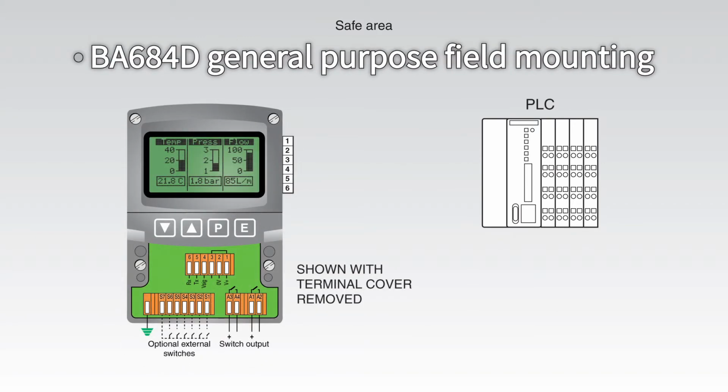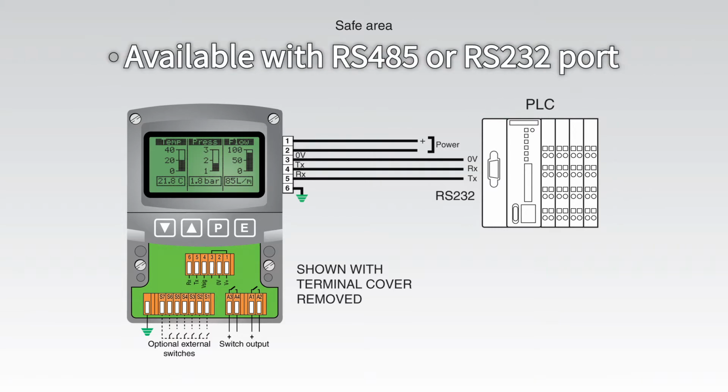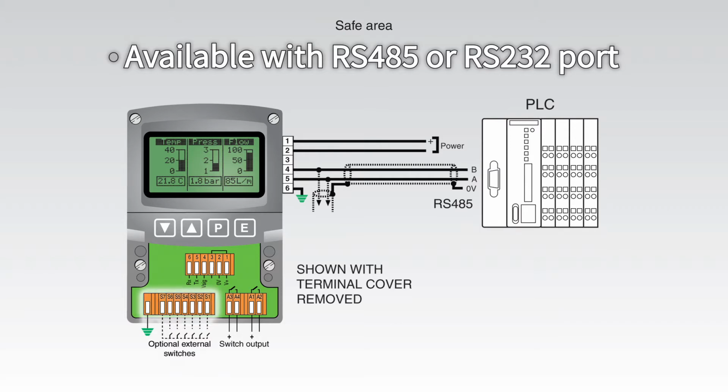Termination for the general purpose BA684D, once again, follows the same pattern as the panel unit, with subtle differences for RS232 and RS485. Again, installation does not require an isolator, so connections for power and data are direct to the BA684D. For both the BA688C panel mounted and the BA684 field mounted products, the external switch terminals can be used instead of the front push buttons. These are fitted as standard to each unit, but selection is optional via the menu setup.